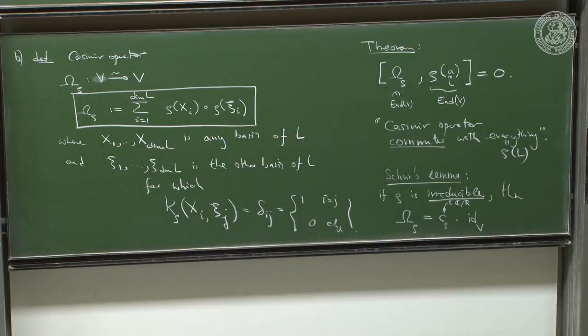Okay. So the Casimir operator of an irreducible representation is actually a constant multiple of the identity on the representation space.